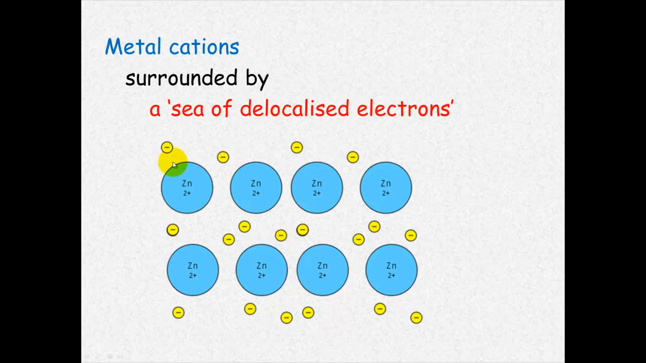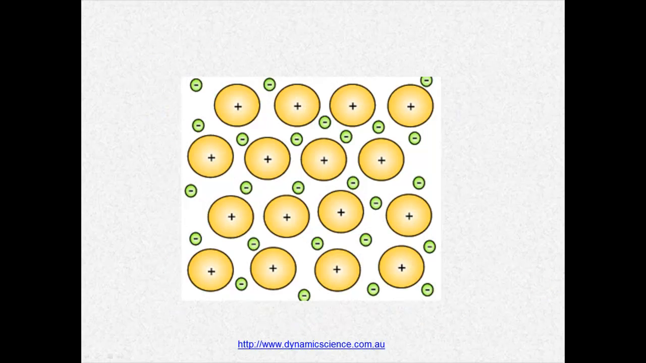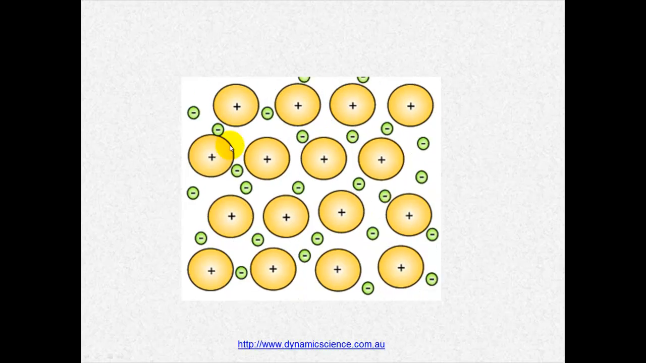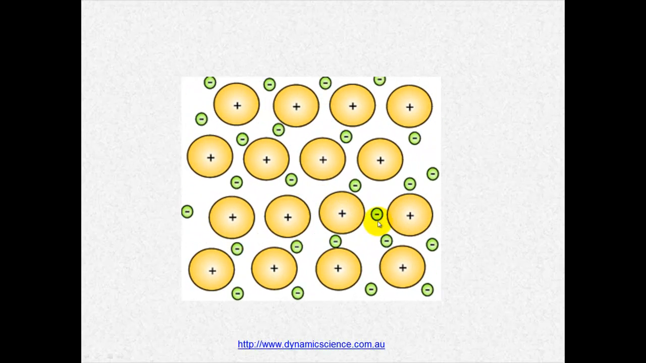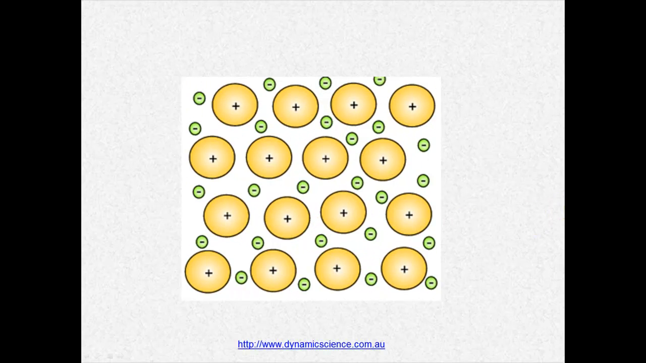So with the metallic bonding model we have metal cations which form a regular lattice, and they're surrounded by a sea of delocalized electrons, which you can see in the yellow. And it looks something like this. Now if you're unsure about this model, please review my other video on structure and bonding.